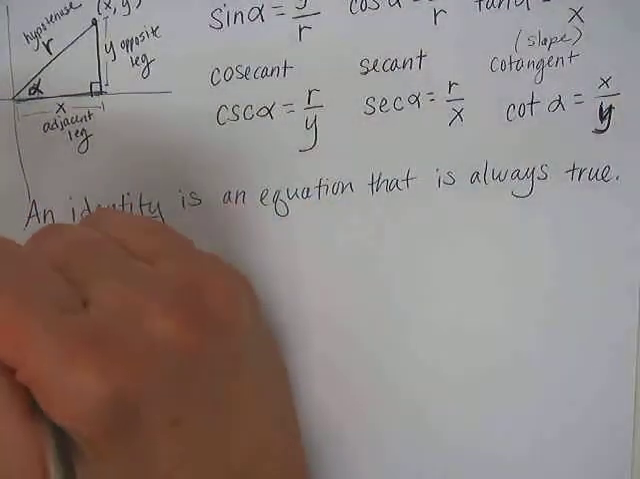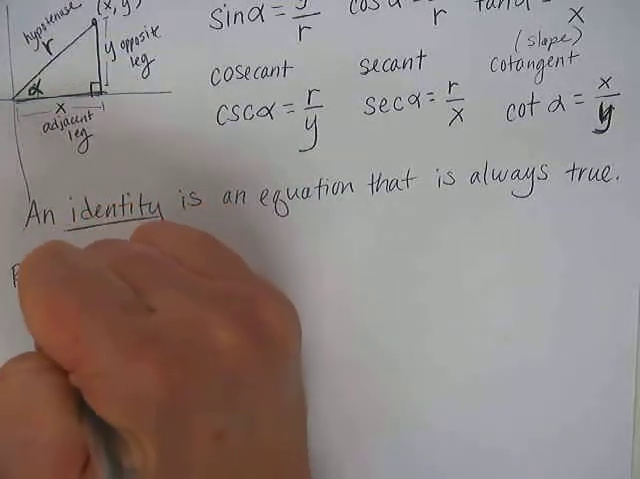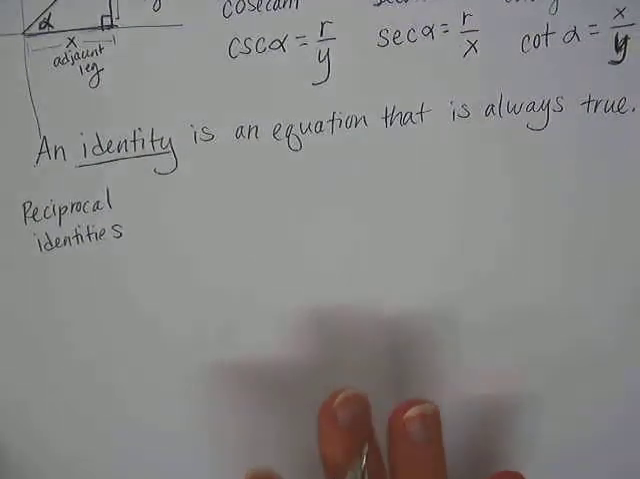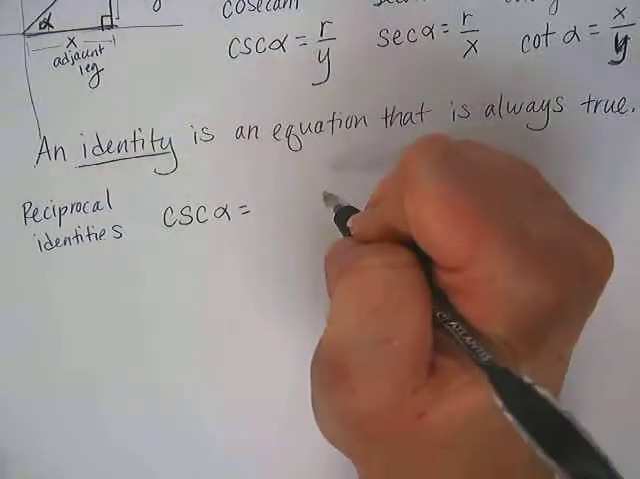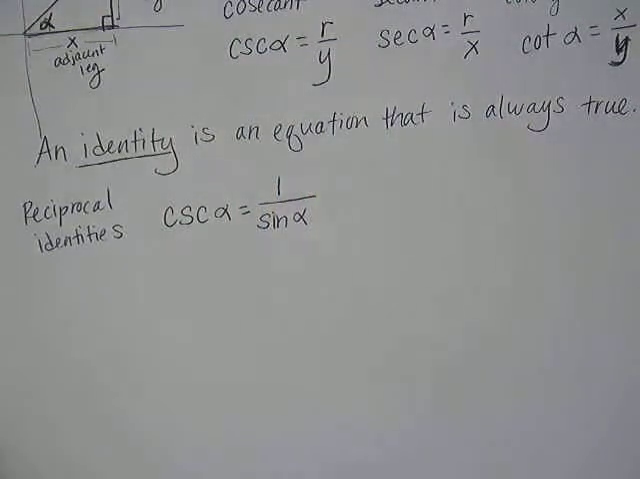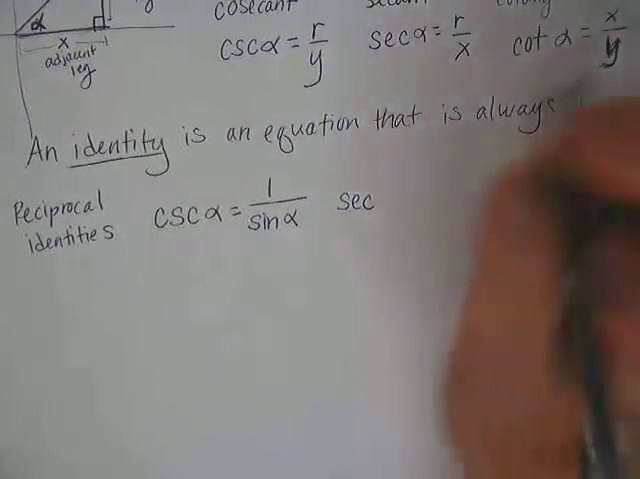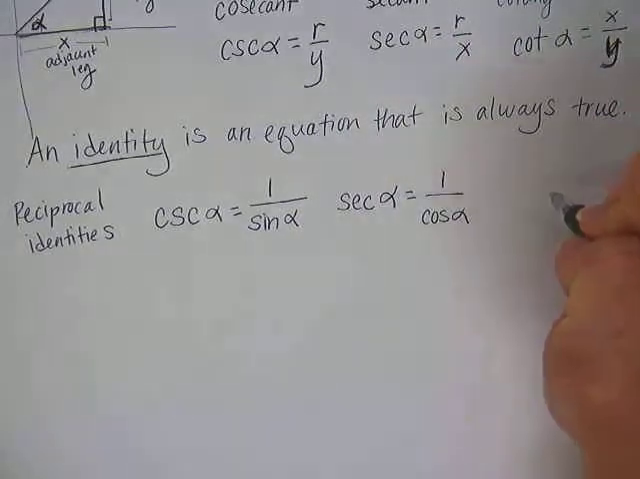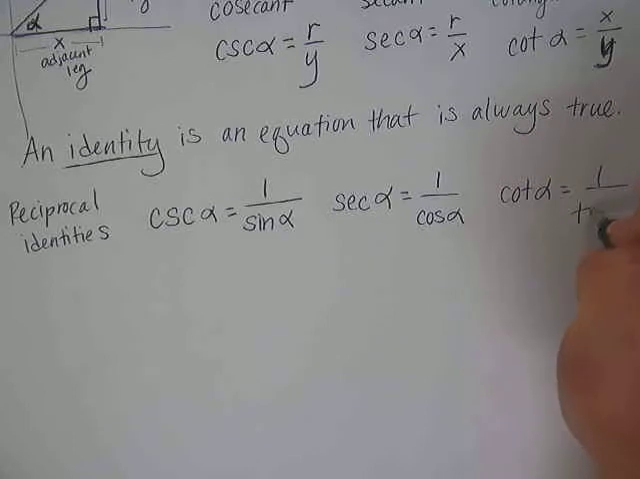So the first ones we are learning about today are called the reciprocal identities. These seem pretty obvious, but you're going to use them a lot. The reciprocal identities are that the cosecant of an angle is equal to 1 over sine. And the secant of an angle is 1 over cosine. And the cotangent of an angle is 1 over tangent.